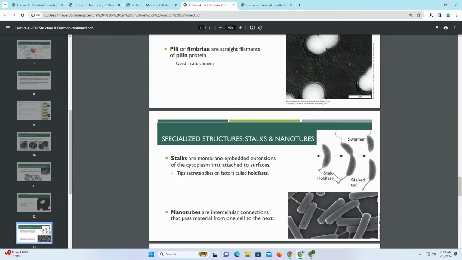And then, so they're membrane embedded. That's the big key difference there. Whereas pili are just straight filaments, like hair-like structures. And then the nanotubes are just intercellular connections. So they connect cell to cell, and they can pass material that way. Does that make sense?